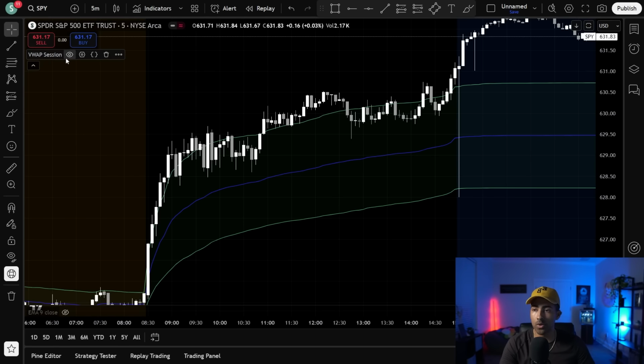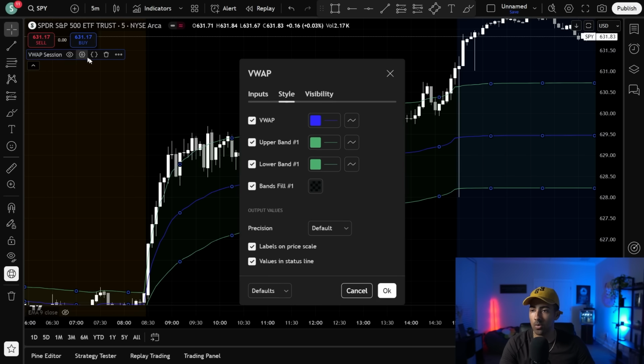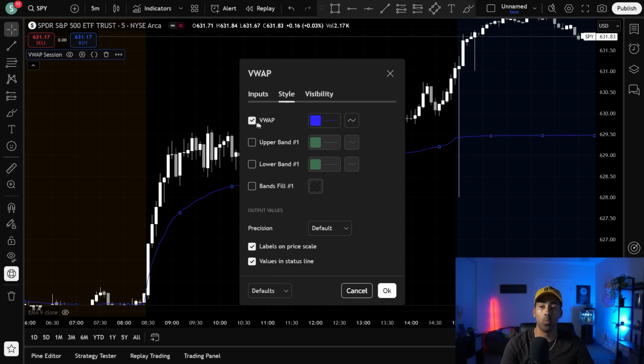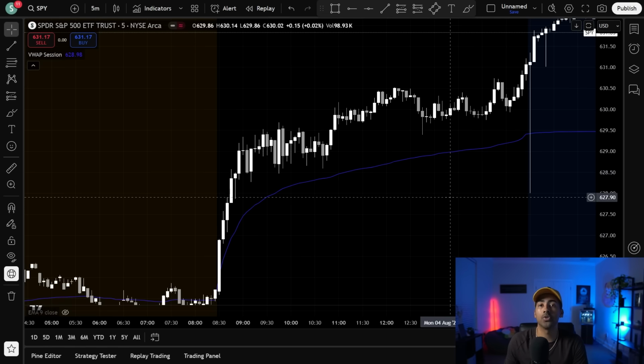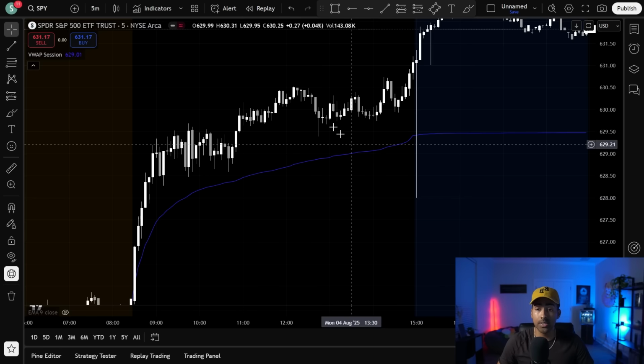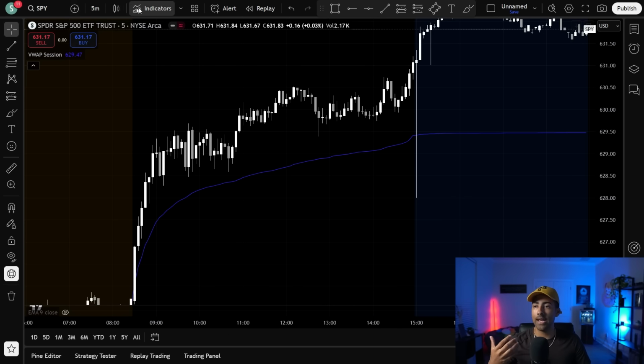What we're going to do is go over to the VWAP settings. We're going to open up the settings tab and we're going to actually disable everything other than just this one simple line. The reason why is I only want to see that line when I'm trading. I want to make things as clear and as simple as humanly possible for myself and for all of you guys as well.